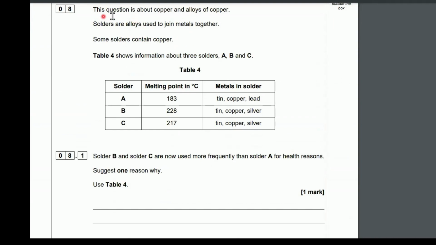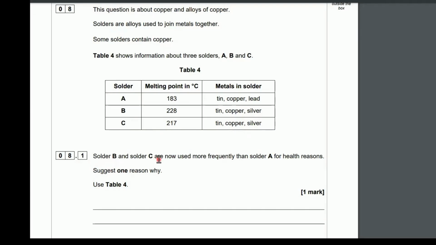Question 8 is about copper and the alloys of copper. Solders are alloys used to join metals together. Some solders contain copper. Table 4 shows the information about 3 solders, A, B, and C. Solder A, solder B, solder C, melting point 183, 228, 217. Metals in the solder: tin, copper, lead; tin, copper, silver; tin, copper, silver.